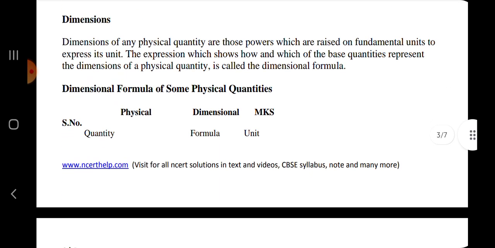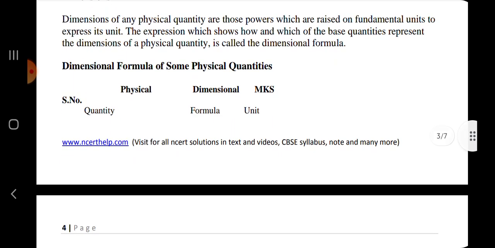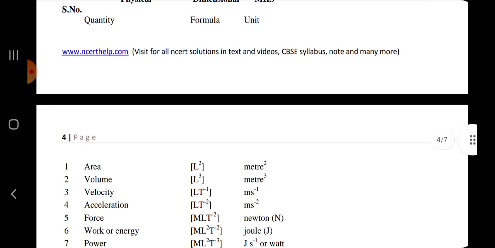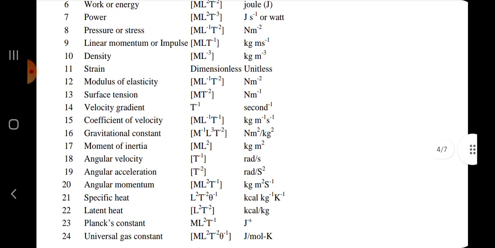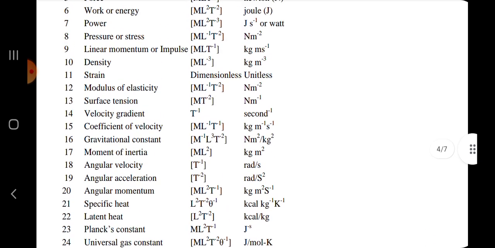Then dimensions. Dimensions of any physical quantity are those powers which are raised on fundamental units to express its units. The expression which shows how and which of the base quantities represent the dimensions of a physical quantity is called the dimensional formula. Then these are some dimensional formulas. It will help you in further chapters also.